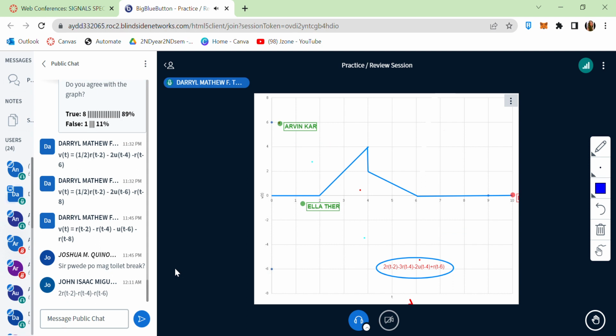Bakit po inunang sinulat yung minus 3R kaysa dun sa minus 2U? Actually, there's no hard reason kung bakit eh. Pwede din mauna yung minus 2 and then sumunod si 3R. At the end of the day, pareho lang yung magiging impact kapag na-rearrange.